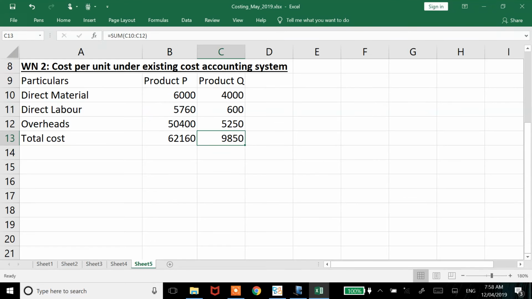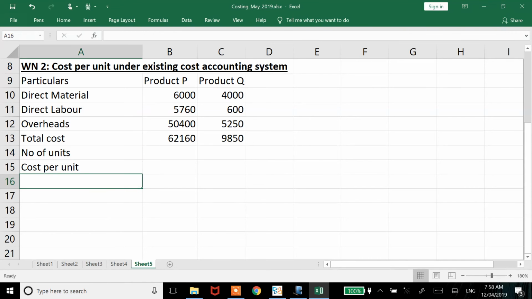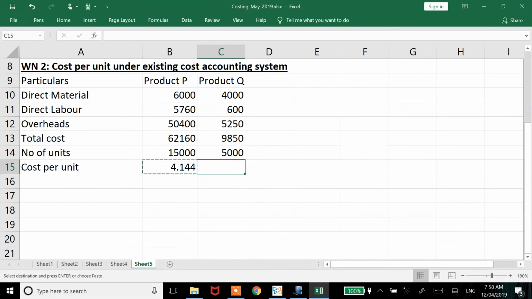This will give you the total cost, number of units and cost per unit. Let me know if there's a doubt here. Any doubts on this?